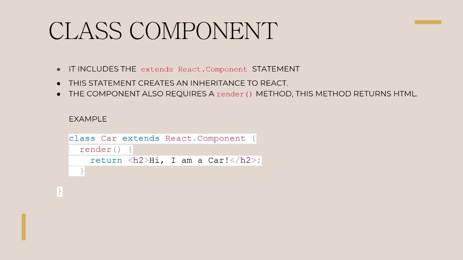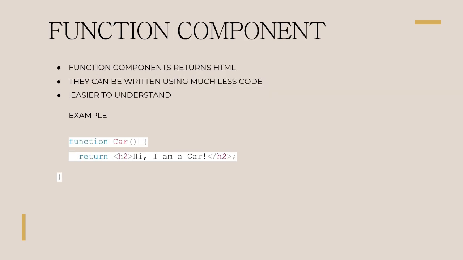Now, let's look at class components. This includes the extends React.Component statement, and they have their own internal state. This component also requires a render method. In the example, we use a class named Car that has a render function which returns the statement "Hi, I am a car."